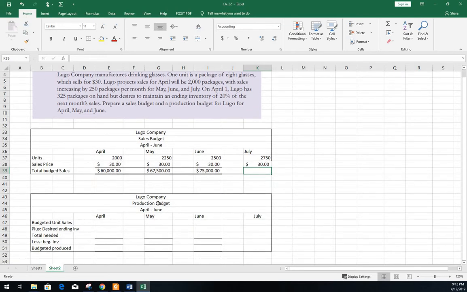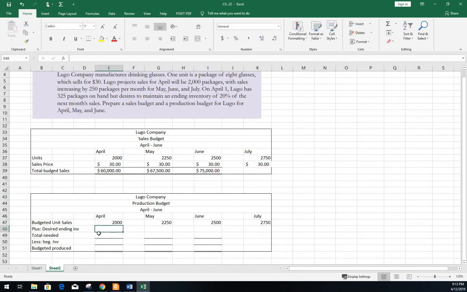Okay, now in order to complete the production budget, we'll need to take the budgeted unit sales for each month and then add in the desired ending inventory, add those up, subtract out the beginning inventory, and then so on. So let's go ahead and fill that out. April, this is equal to this. This is equal to this. This is equal to this. And this is equal to this.